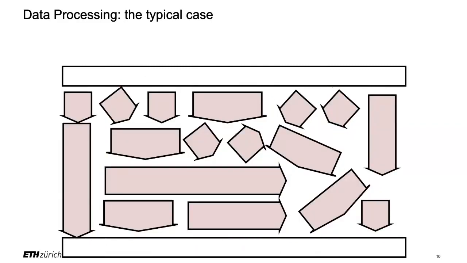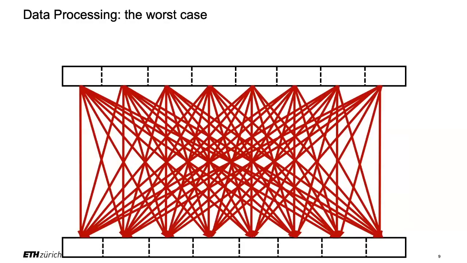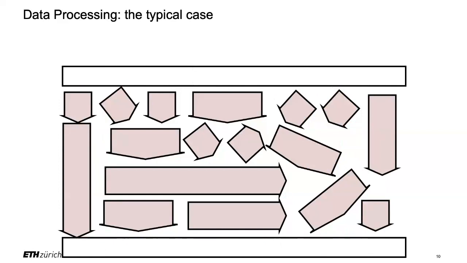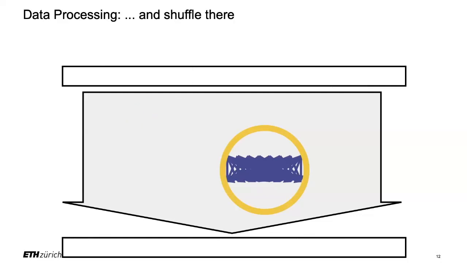But in the real world, things are neither quite like this, that would be too easy, nor quite like that, that would be too difficult. It's kind of in the middle. And that means that at some places in your query, you have things that can go in parallel, that you can actually optimize by executing in parallel. And there are other places in the query where you have this spaghetti. We'll call it shuffle very soon. So there is a bit of this and there is a bit of that.